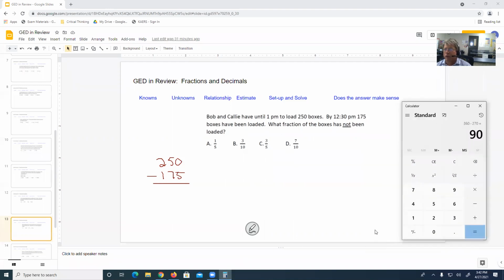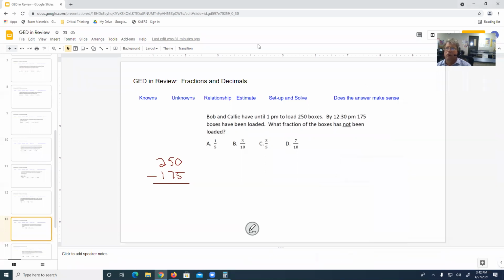So I'm going to use my calculator again. Subtraction is not my favorite thing. So 250 take away 175 is going to give me 75. So 75 boxes are left to be loaded. They have not been loaded. But what I want to know is what fraction of the boxes have not been loaded.